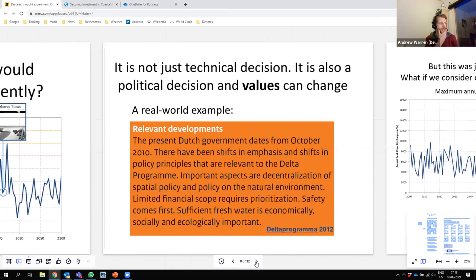But what you might have also seen is in this game we're very much focused on the technical decision and upgrading options in terms of flood protection and so on and so forth. But the other thing that can change in all of this is our social values and uncertainties around ambiguity, that are driven by ambiguity.